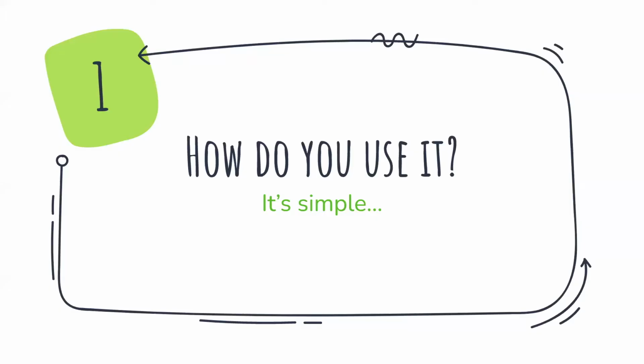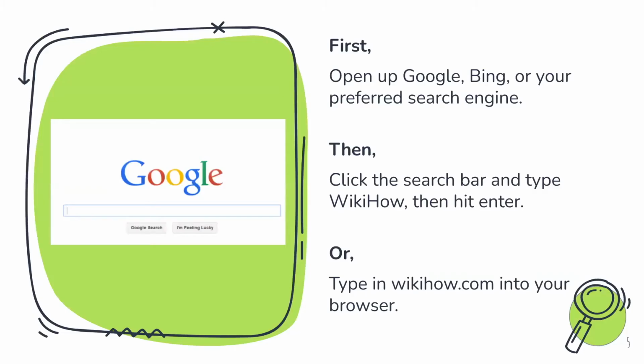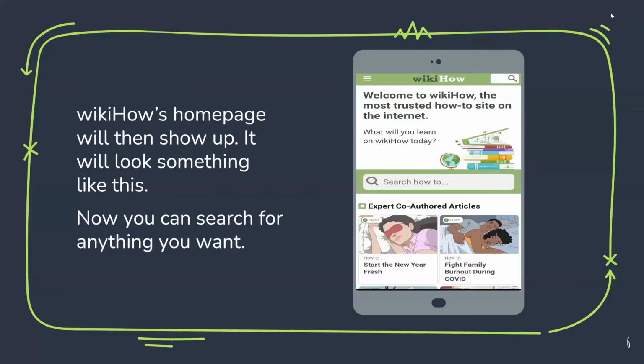So how do you use it? First, open up Google, Bing, or your preferred search engine. Then click the search bar and type Wikihow, then hit enter. Or you can type in wikihow.com into your browser. Wikihow's homepage will then show up. It will look something like this. Now you can search for anything you want on the bar.